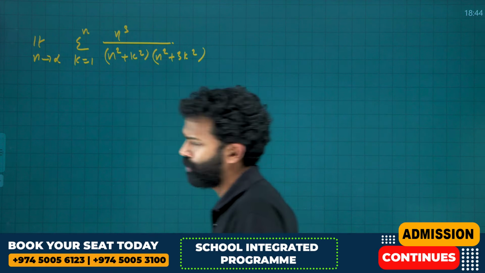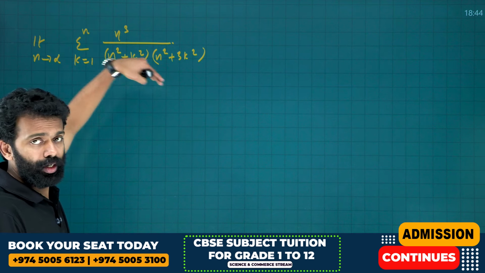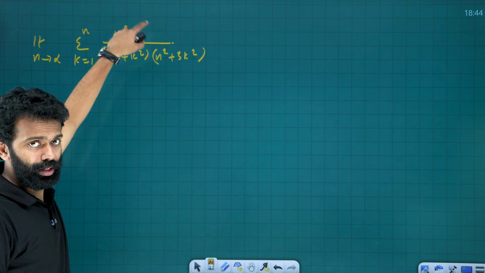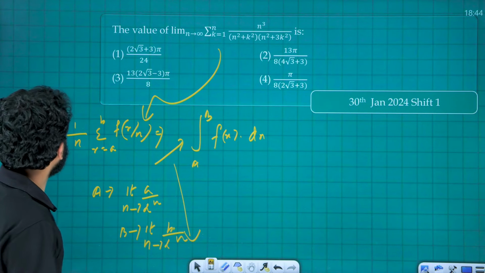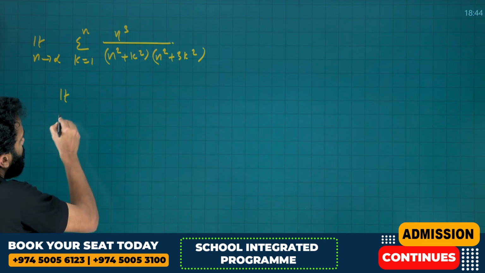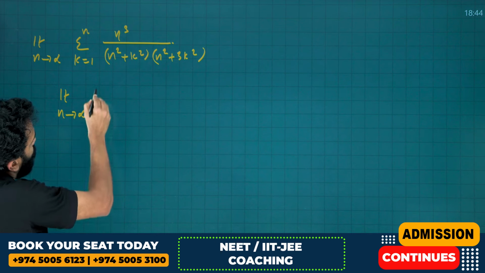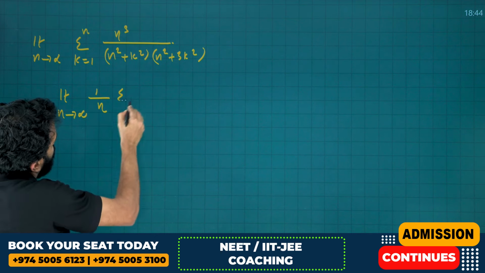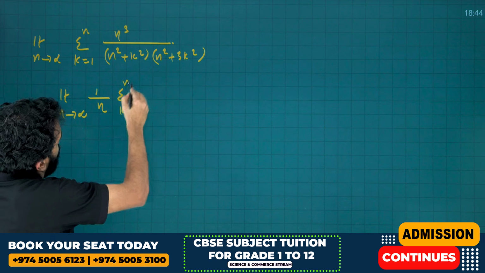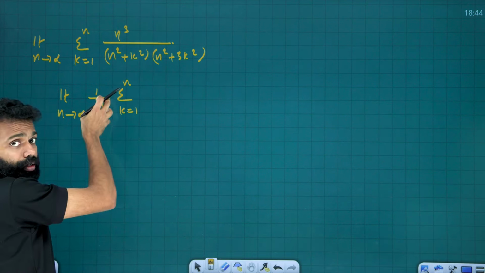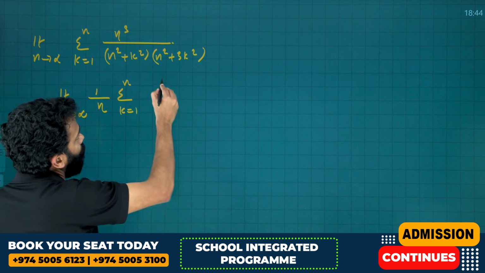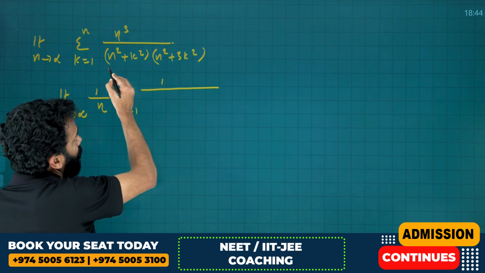So what you need to do is divide numerator and denominator by n raised to 4. Only then you will get a 1 by n there. You should get a 1 by n like this. Therefore, it will be limit n tends to infinity 1 by n, summation k equals 1 to n. There will be nothing over here in the numerator except the 1 by n, which I took out here.